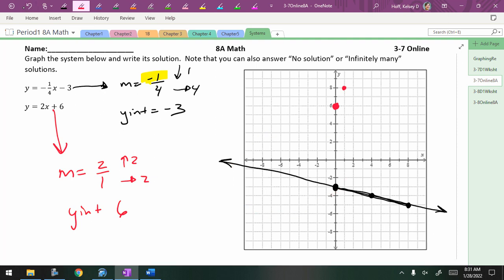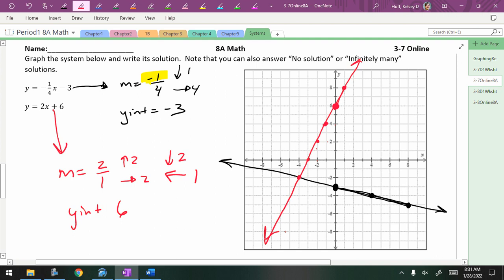Courtney? Very good. Change. Yep. Make sure you change both of them. So we could go down to left 1. Down to left 1. Down to left 1. Ooh, looks like it crosses there, correct? Now, the nice part about the online program is it's going to make a perfect line for you.